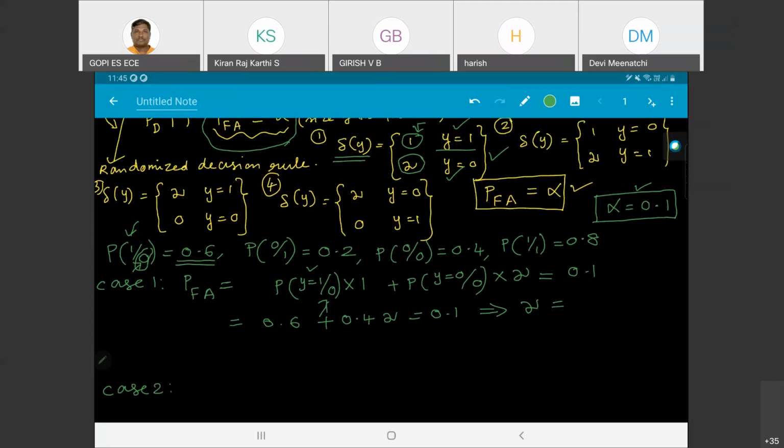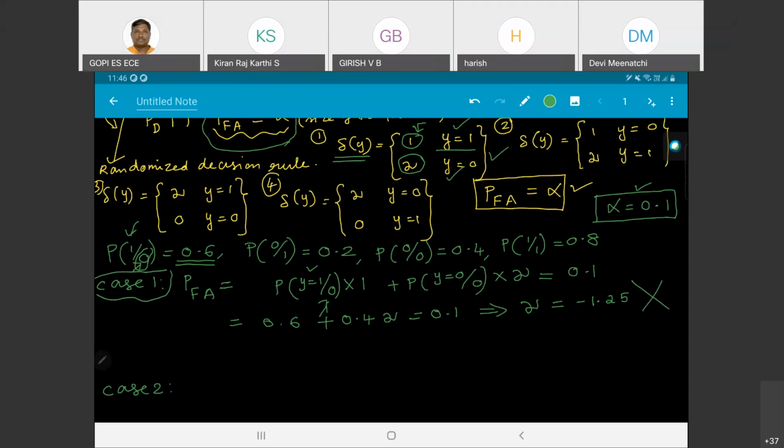Someone type the answer in the chat window. What is the value of gamma? It is coming as minus, and that too, it is greater than 1 also. It is negative, first of all. It is not at all a valid probability. Gamma is basically a probability. So when you are getting negative, this case is not going to occur, right? We are not going to use this case for this Neyman Pearson.